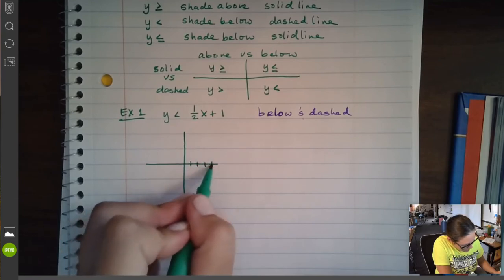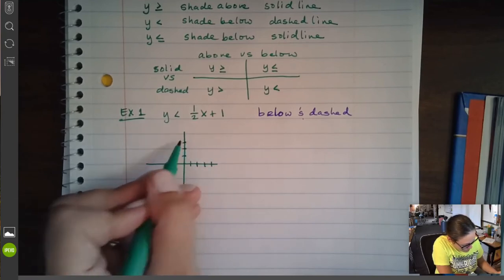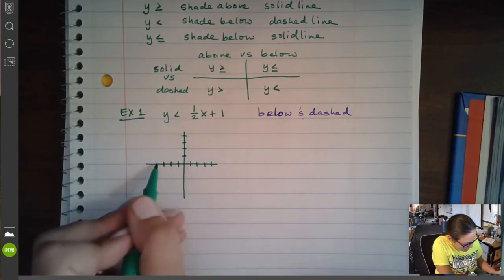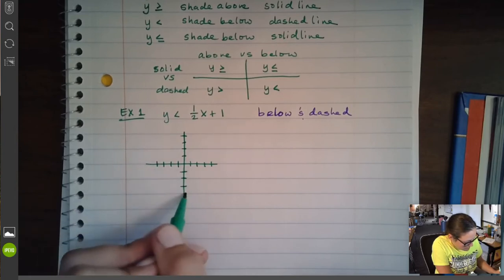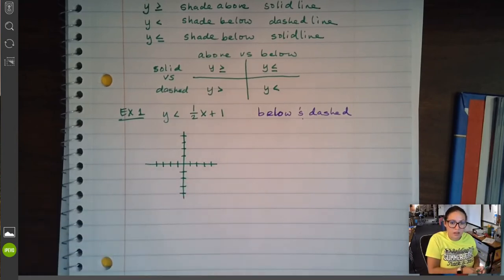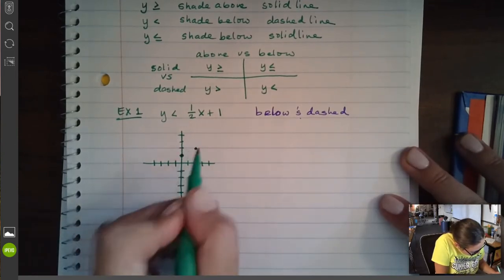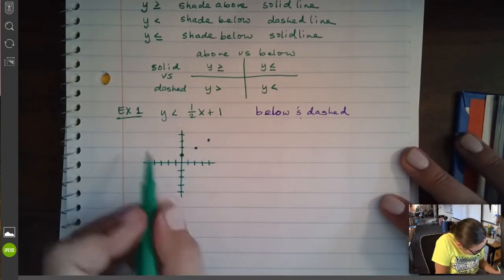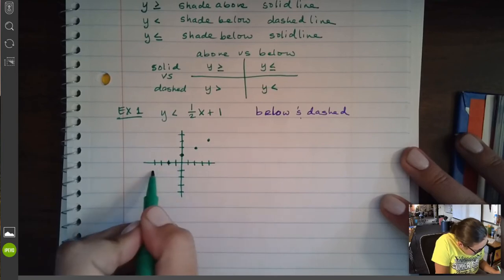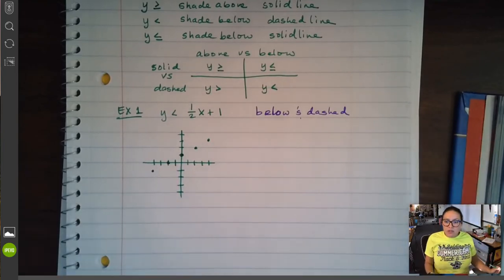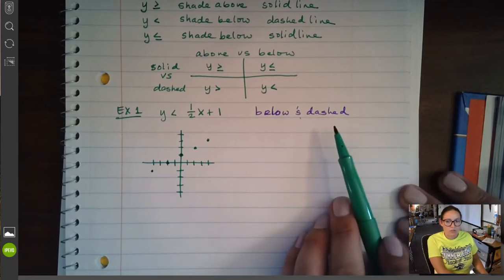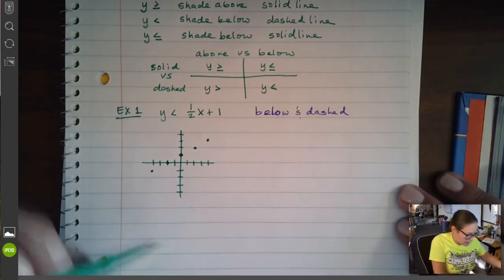And again, don't make these graphs super big because we are going to be making several graphs in this lesson. So start at 1, go up 1 over 2, just like we said before. Except this time, I'm not going to draw a solid line. I'm going to draw a dashed line.